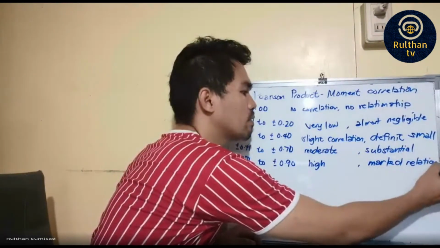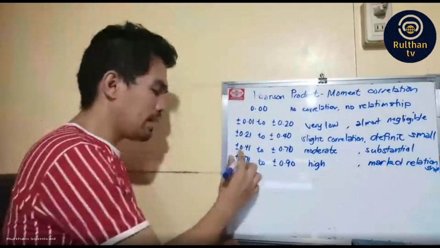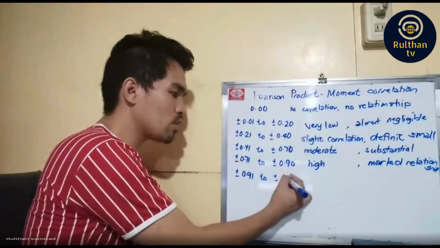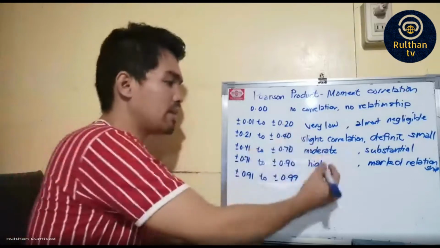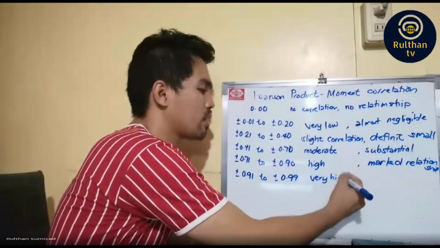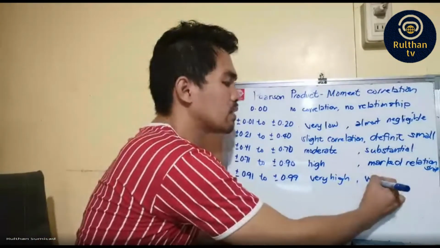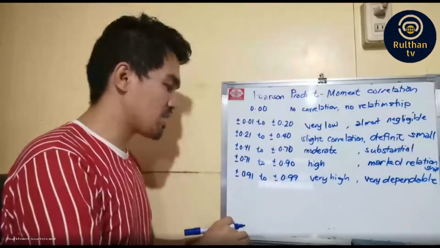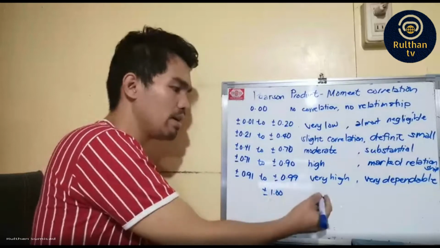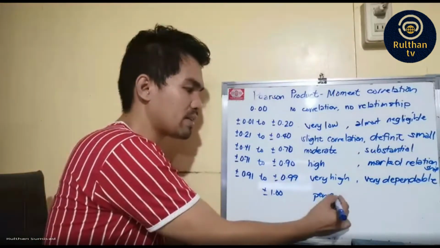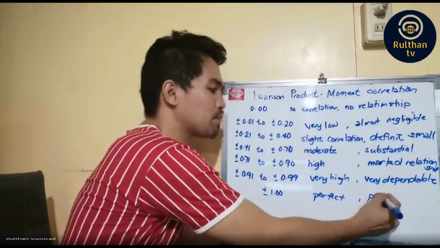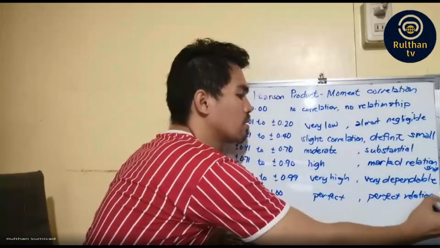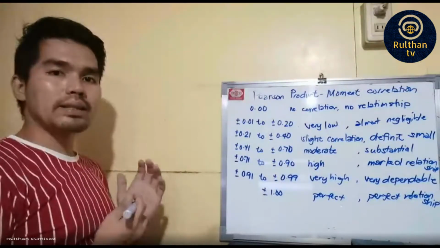Relationship. Okay? Now, if you have positive or negative 0.91 up to positive or negative 0.99, that is our R value. That is a very high correlation with a very dependable relationship. And lastly, when we have positive or negative 1.00, we have a perfect correlation with a perfect relationship. So there you go. That is how we interpret our R value.